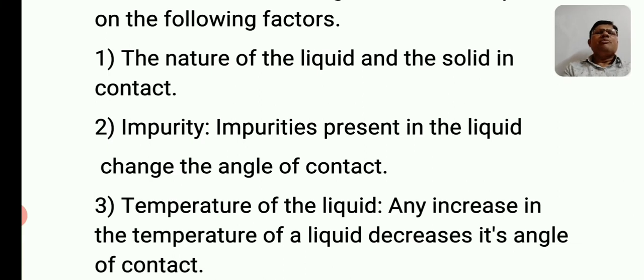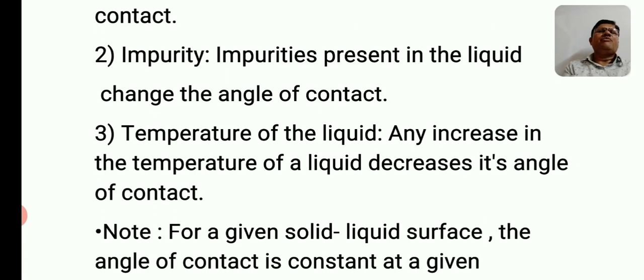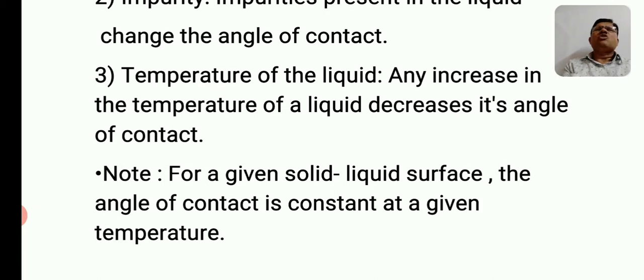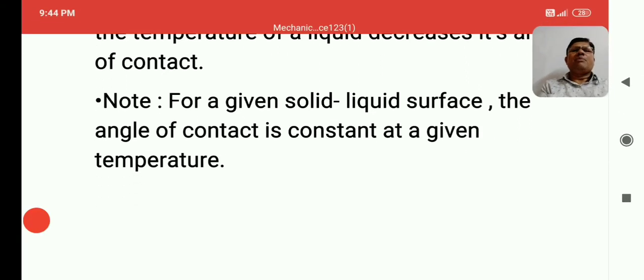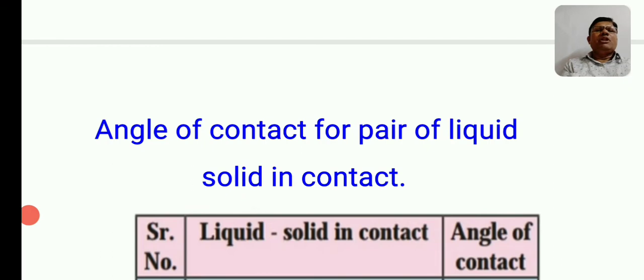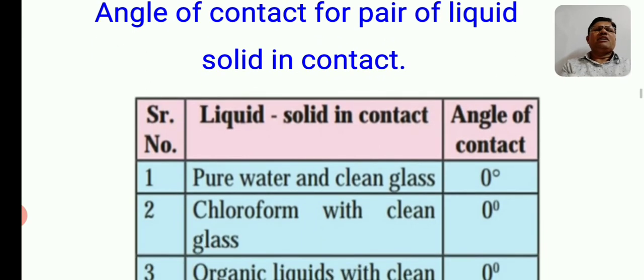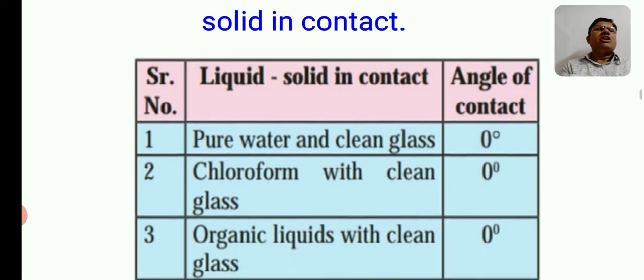Any increase in the temperature of a liquid decreases its angle of contact. Here also, for a given solid-liquid surface, the angle of contact is constant at a given temperature. Now see the following table: angle of contact for pairs of liquid and solid in contact. See the first one. The pair of liquid and solid in contact is pure water and clean glass. The angle of contact is 0 degrees.